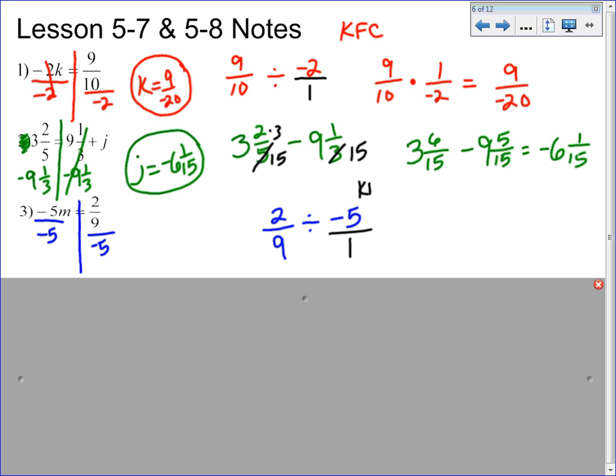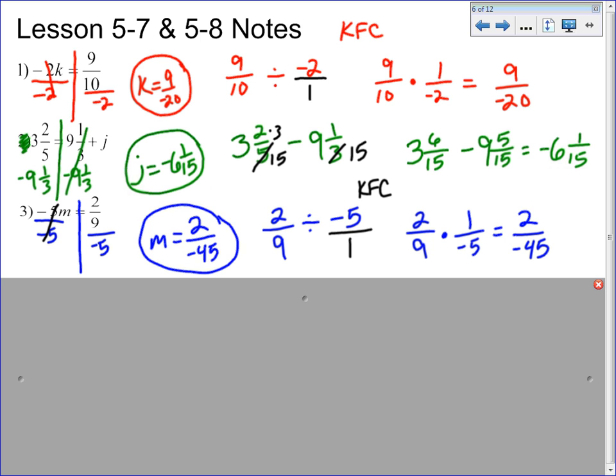Again, we use our KFC. We keep the first, flip the second, and change the sign from division to multiplication. 2 times 1 is 2. 9 times 5 is 45, and we have our negative, so negative 45. We go back over here. The negative 5s will cancel, and we're going to be left with m equals 2 over negative 45. We haven't run into any situations yet, but I do want to make note: anytime we get an answer when we've been dealing with fractions, we must make sure that we're simplifying.